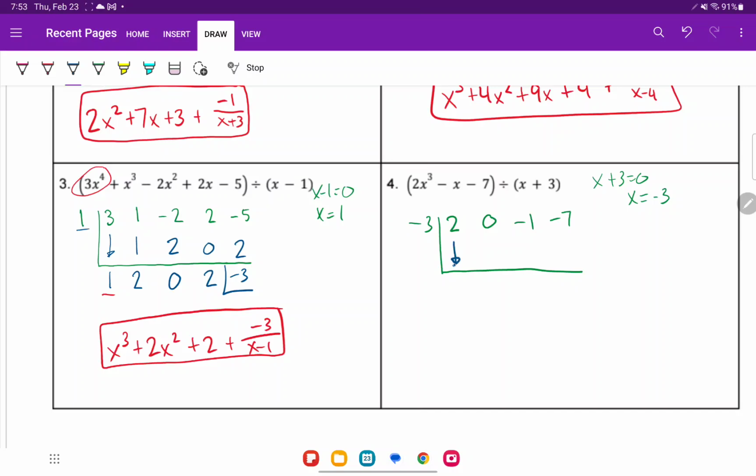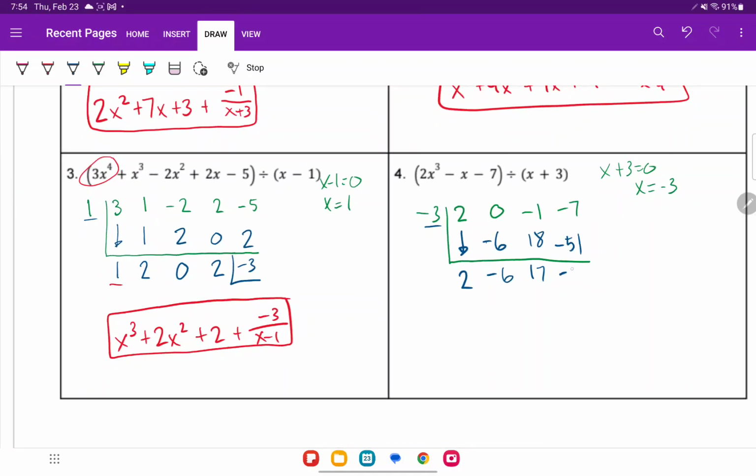We always drop the first term. We multiply our pivot point times that number, so negative 3 times 2 is negative 6. Place that in the next column and combine. 0 minus 6 is negative 6. Now we multiply negative 3 times negative 6 is 18. Combine, negative 1 plus 18 is going to give me 17. And then for the next one, we have negative 3 times 17, which is going to give me negative 51.